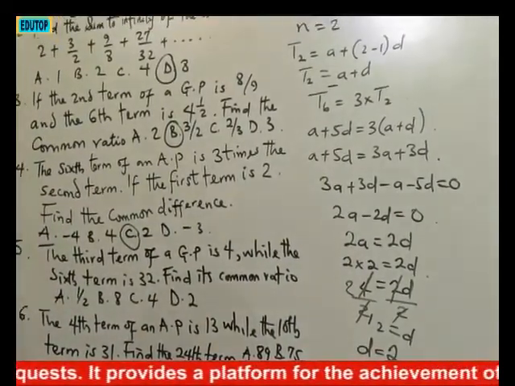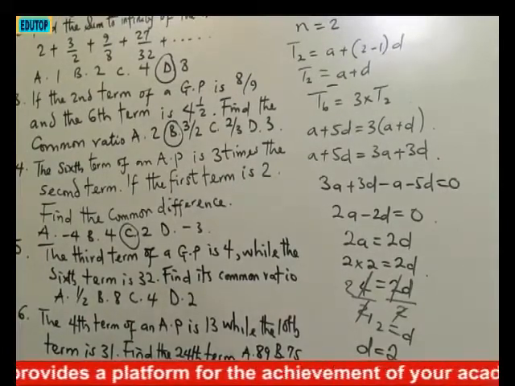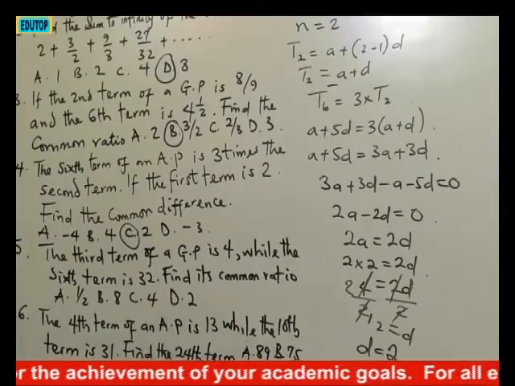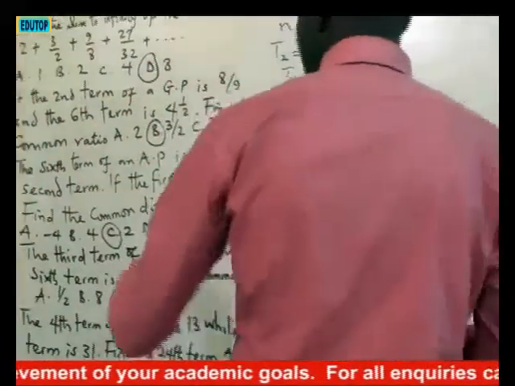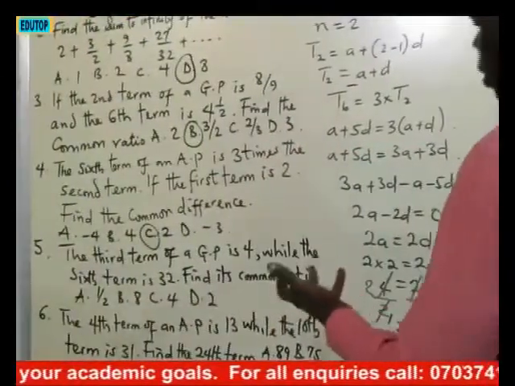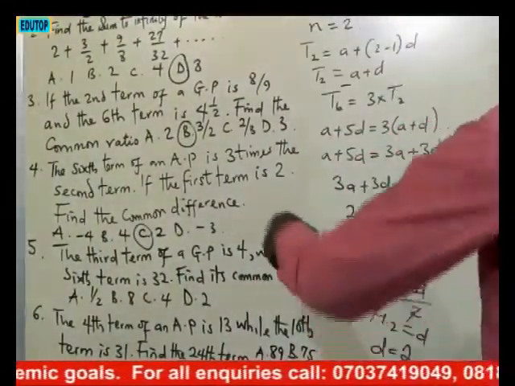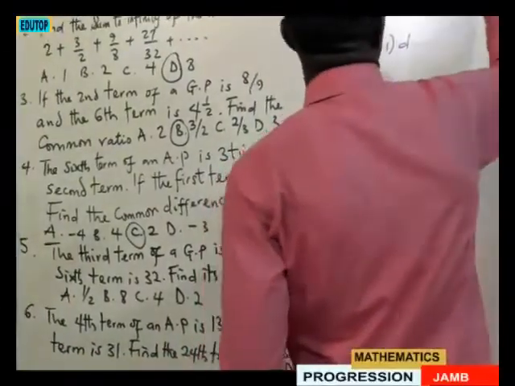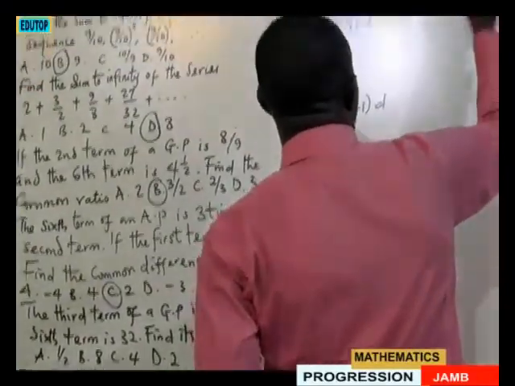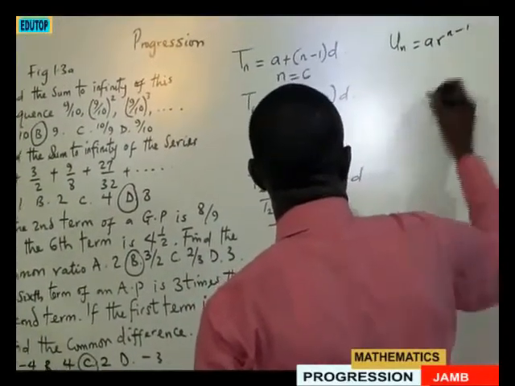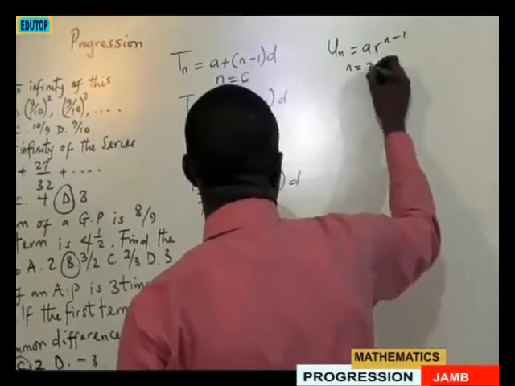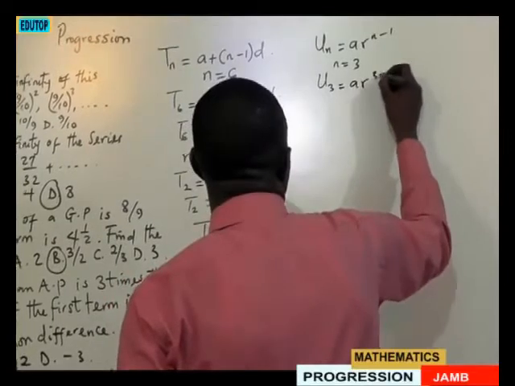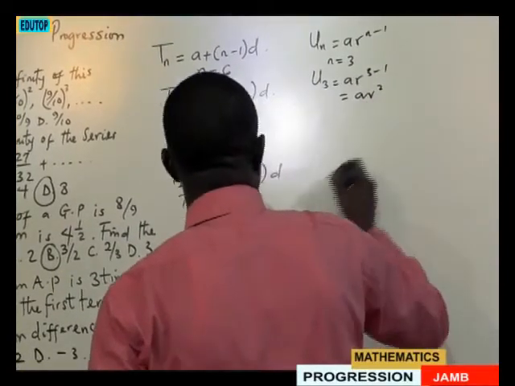So let's move on. Now, question 5. The third term of a GP is 4, while the sixth term is 32. Find its common ratio. So follow the trend. Solve it stepwise. You'll be rest assured that you'll come out with the right answer. Look at what you have. See, the third term. We know that Un equals a r raised to n minus 1. If we are talking about the third term, that means our n is 3. So we have U3 equals a r raised to 3 minus 1, and that is a r squared. So this is the third term.